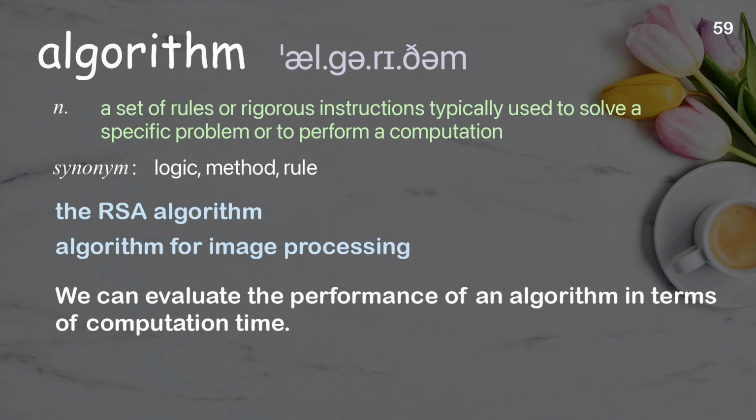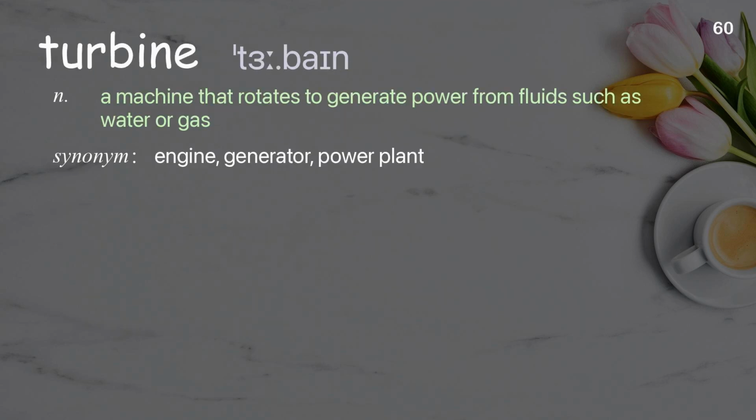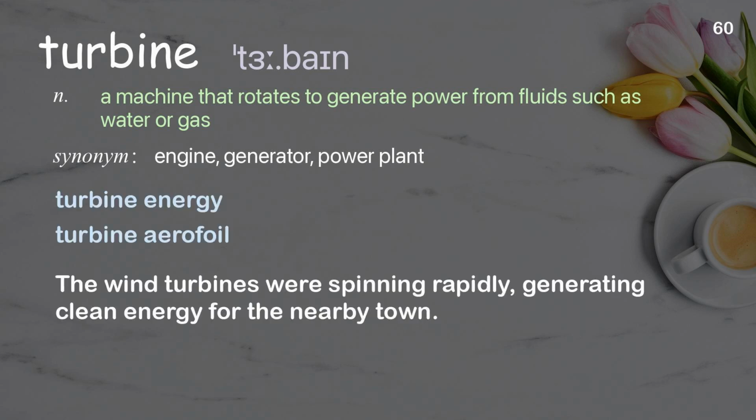Turbine. A machine that rotates to generate power from fluids such as water or gas. Examples: Turbine energy. Turbine airfoil. The wind turbines were spinning rapidly, generating clean energy for the nearby town.